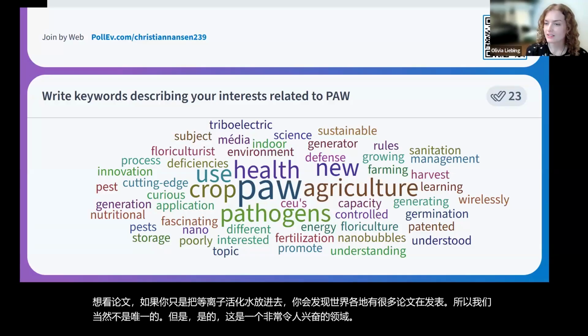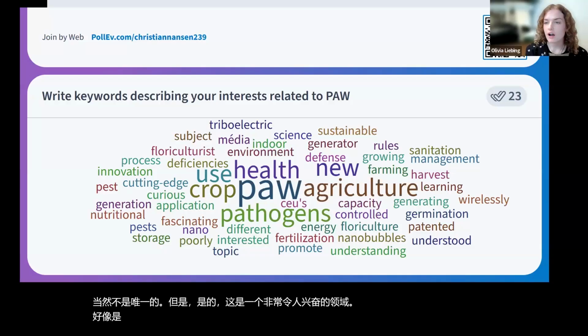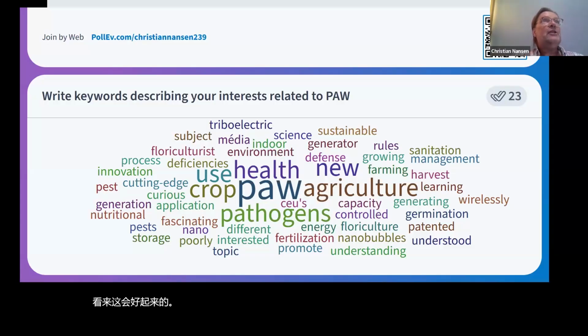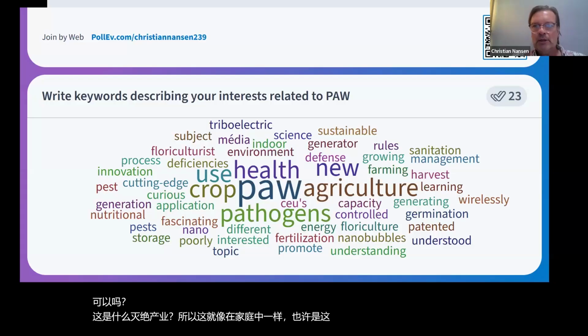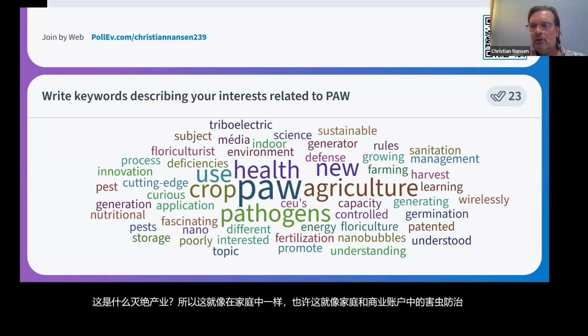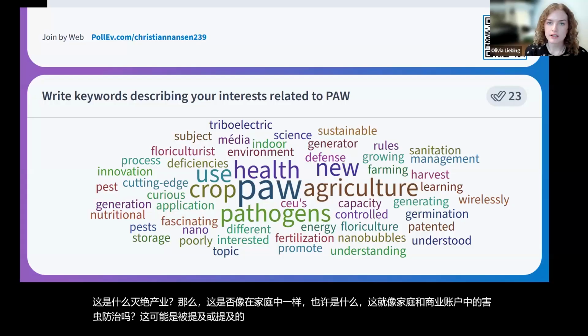It seems like this has got us a lot of great questions coming in. Okay. I'd like to start with, will plasma activated water assist with insecticides used in the extermination industry? So in the extermination industry, what is this extermination industry? Is this like pest control in households and commercial accounts? Is that what's being referred to, you think? I think that's what it is, yeah.